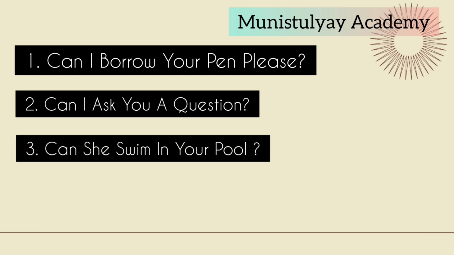Next one is, can she swim in your pool? In this sentence, she wants to swim in someone's pool, asking by using can. But again, it's an informal way of asking.